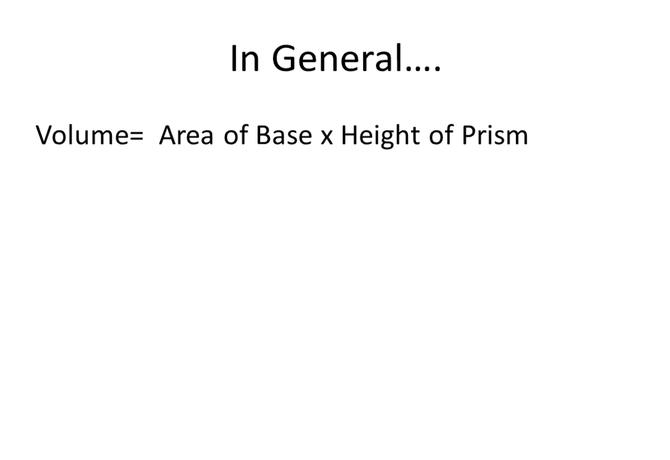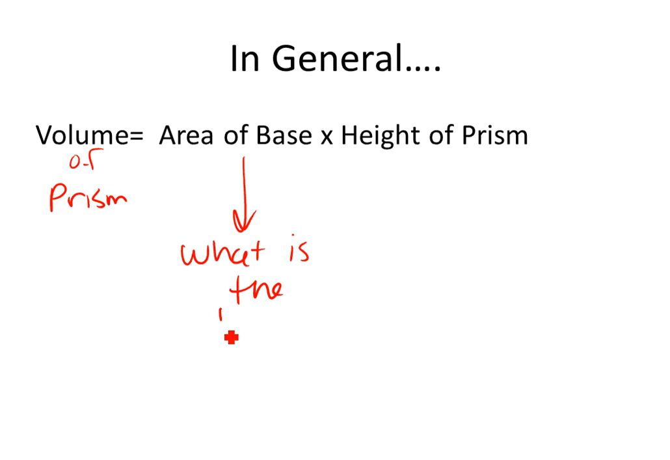So in general, anytime you're trying to find the volume of a prism, it's going to equal the area of the base. So you need to figure out what is the base. And you're going to multiply by the height of the prism, or how long the prism is.